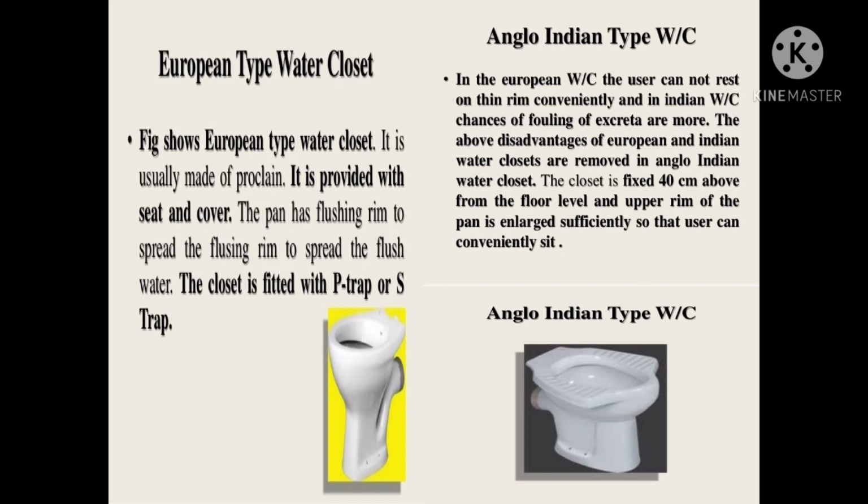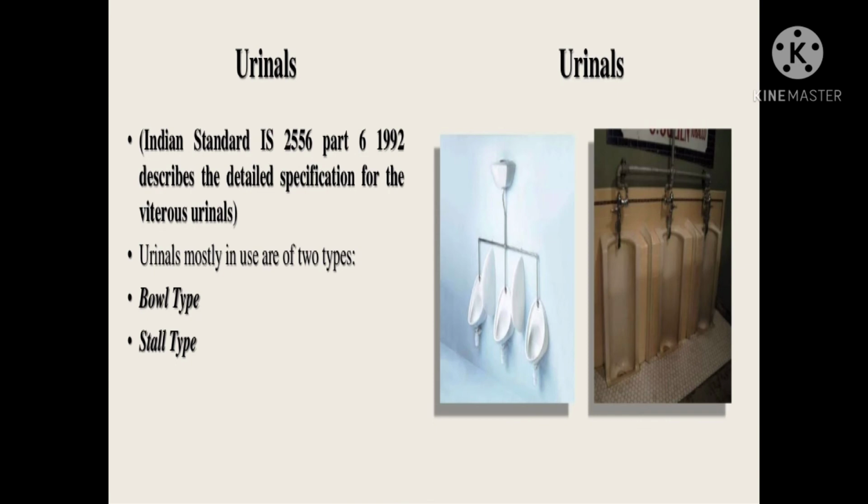The below figure shows the Anglo-Indian type water closet. Next one, urinals. Indian Standard IS 2556 Part 6, 1992 describes the detailed specification for the urinals. Urinals are mostly used in two types: bowl type and the other one is the stall type.